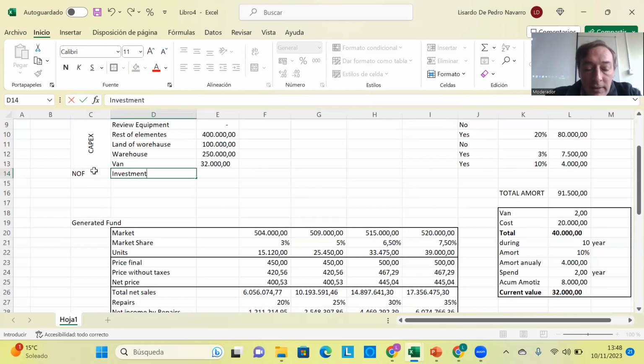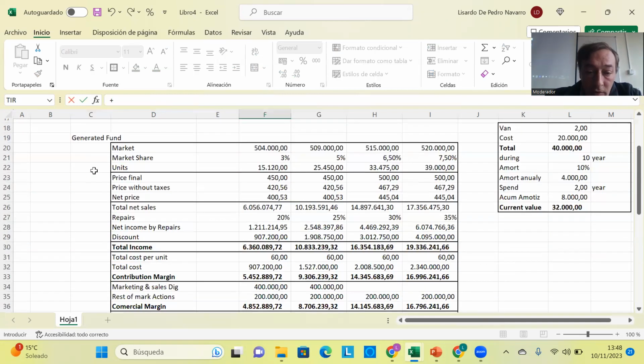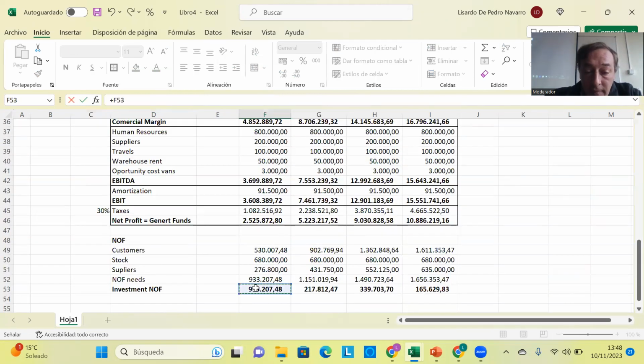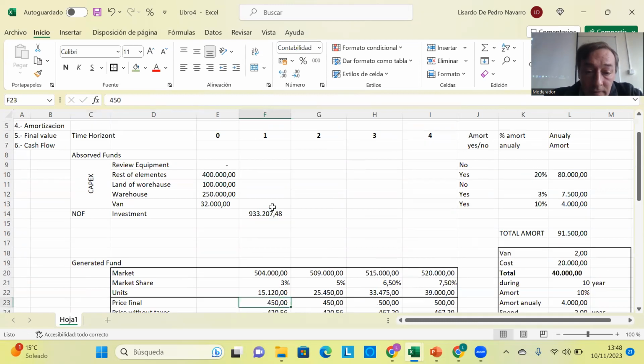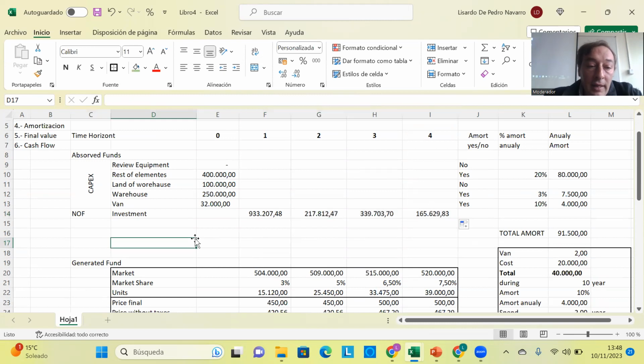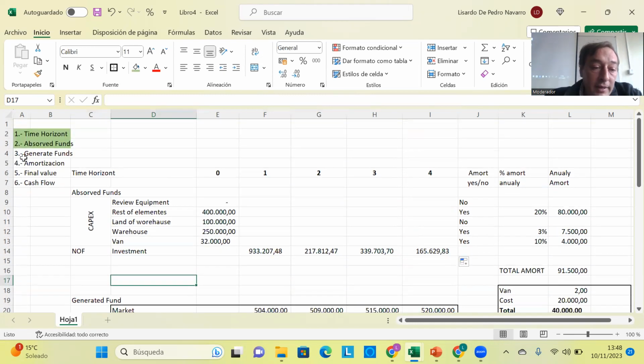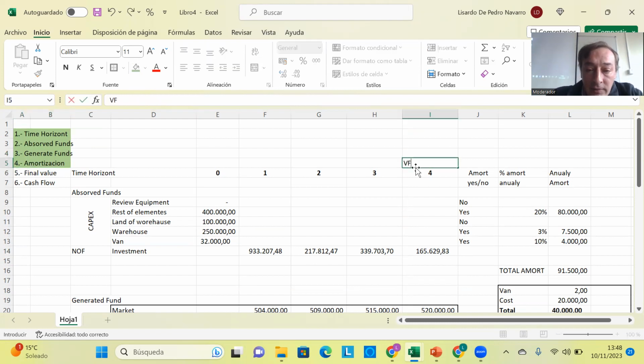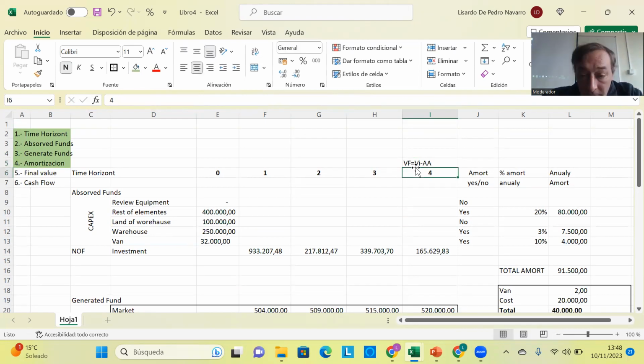Okay, investment. So we are going to copy that one for every year. Great. So we have finished the general funds. We have completed the amortization. So now we are going to calculate the final value. For the final value, it is the original value less the accumulated amortization.